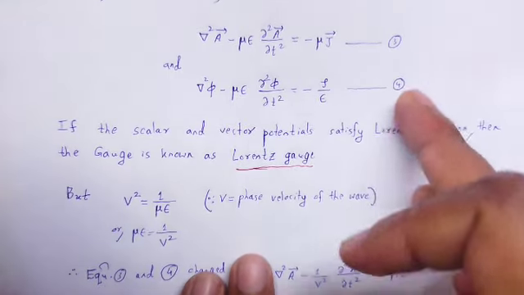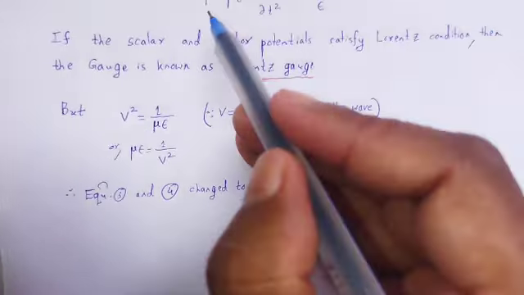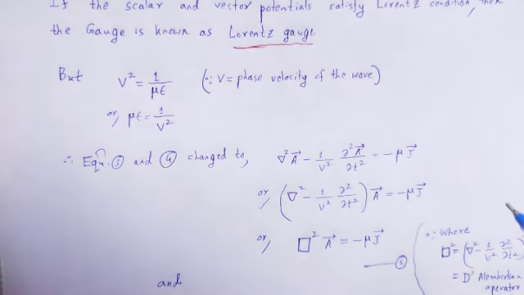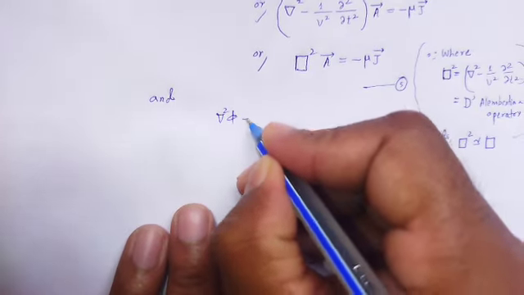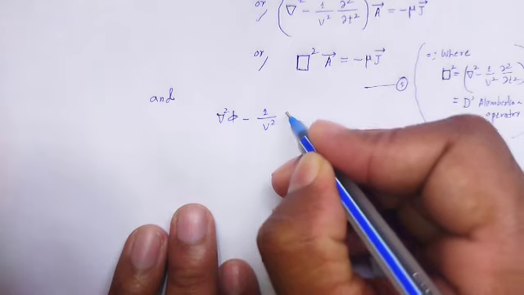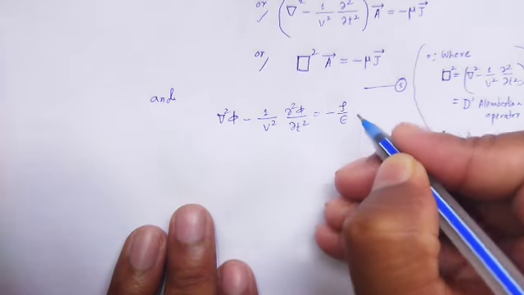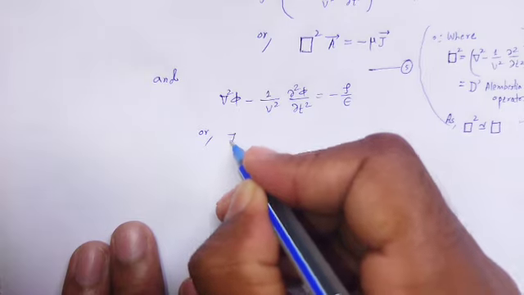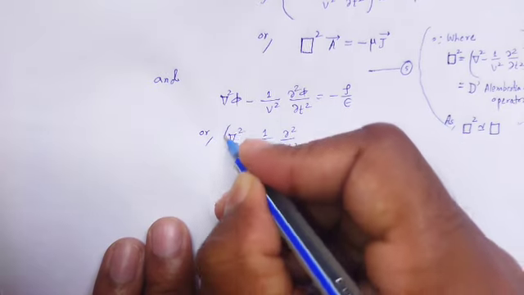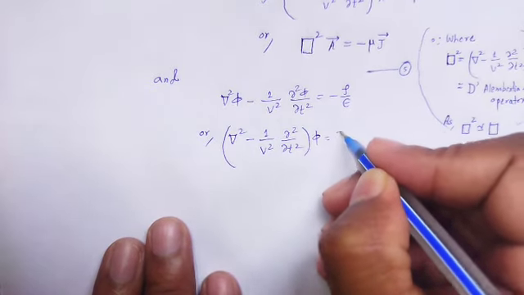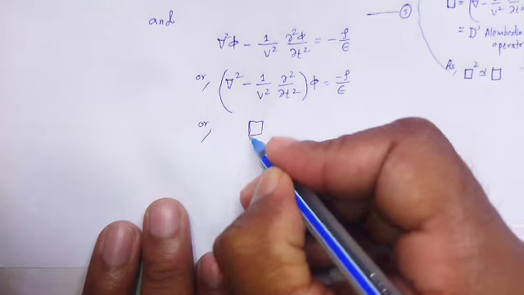Again, equation number 4 changes to grad square phi minus 1 by V square del square phi by del T square is equal to minus rho by epsilon, or grad square minus 1 by V square del T square of phi is equal to minus rho by epsilon. That is the D'Alembert operator.